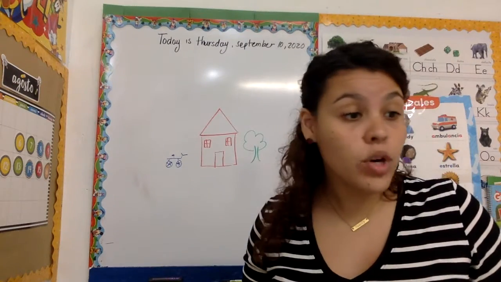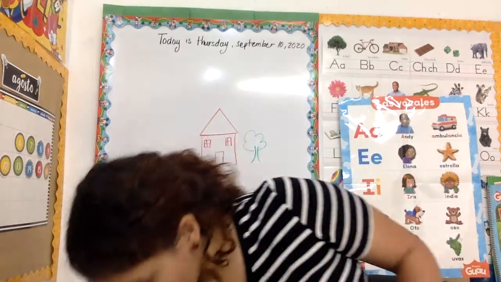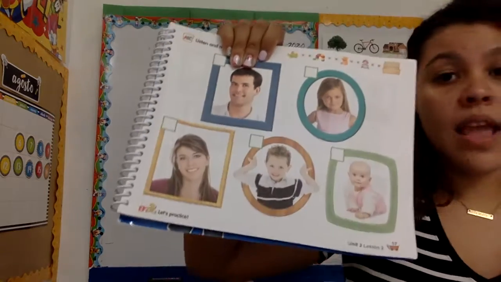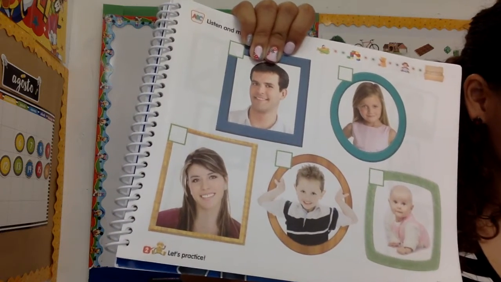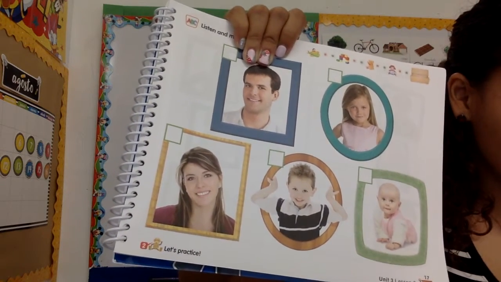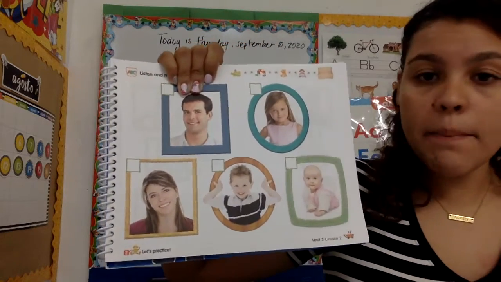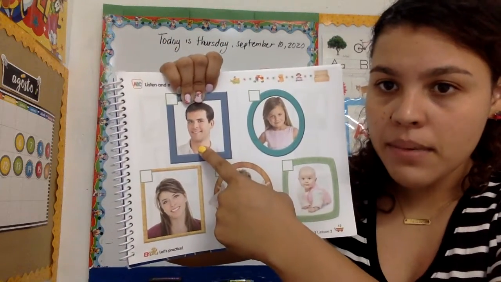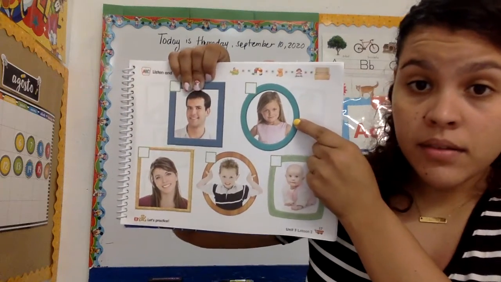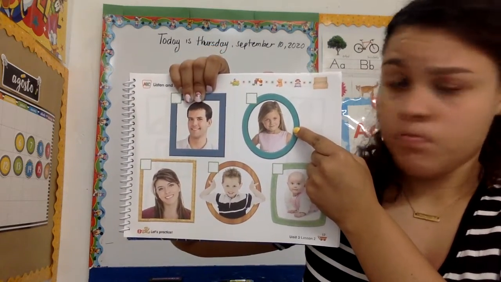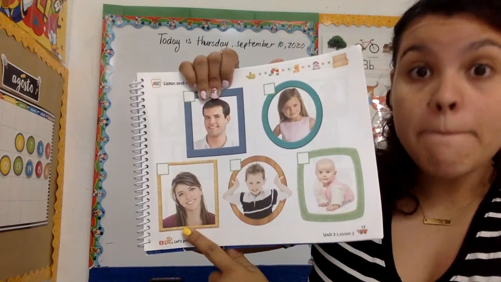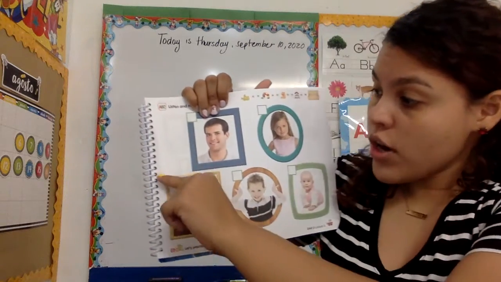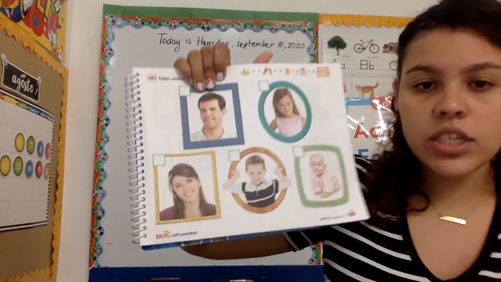So, what are we going to do? We are going to our books, to page 17. And what are we going to do? We are going to identify who is the mommy. Mommy. Who's mommy? Is she mommy? Ella es mommy. Is she mommy? Es ella mamá, mommy? Yes! So, you're going to mark that she is mommy.